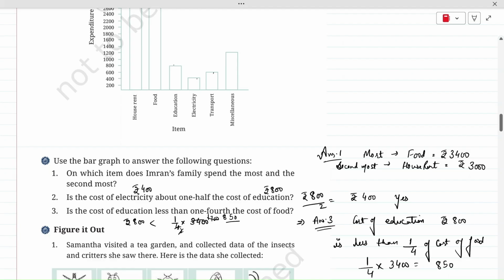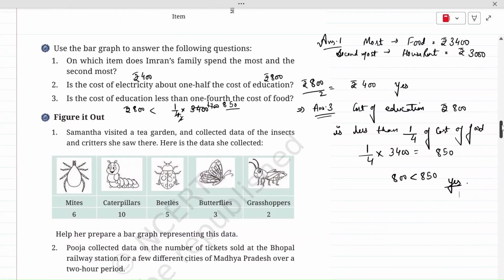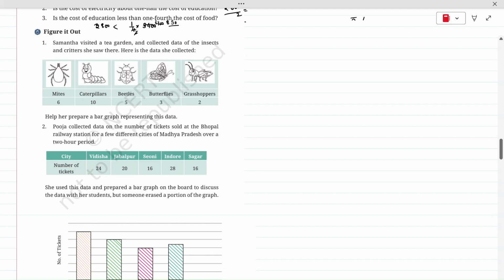Okay, so we have done this, and next we have the figure it out section. The first question is: Samantha visited a tea garden and collected data of the insects and critters she saw there. Here is the data she collected: 6 mites, 10 caterpillars, 5 beetles, 3 butterflies, and 2 grasshoppers. Help her to prepare a bar graph representing this data. So kids, what we have here is a girl called Samantha.